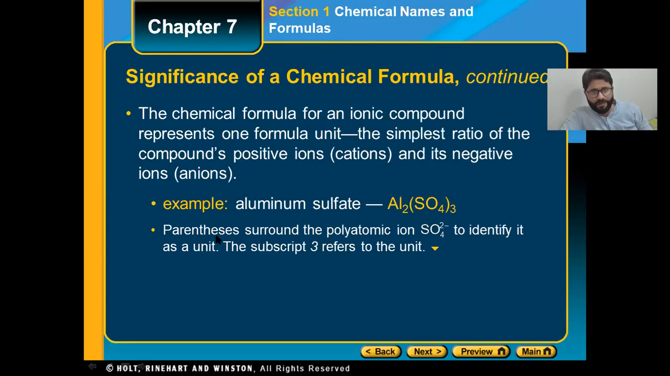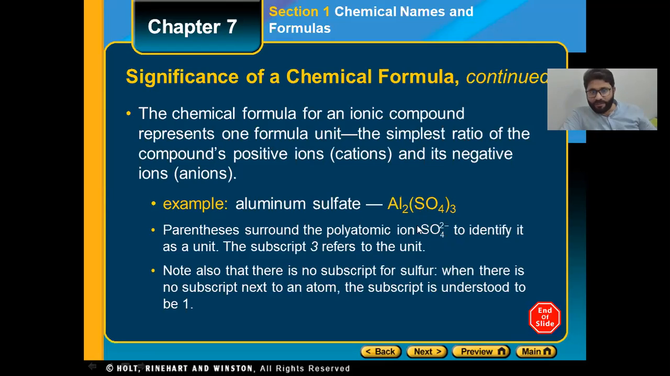Focus here. Parentheses are placed around the polyatomic ion sulfate to identify it as a unit. This SO4 is a polyatomic ion. It carries 2 negative charge. So we are going to take SO4 3 times. In that case, we can say that we have 2 aluminium. This 2 is the subscript of aluminium. So we have 2 aluminium and we have 3 sulfur. This 3 is with the elements present within this parenthesis.